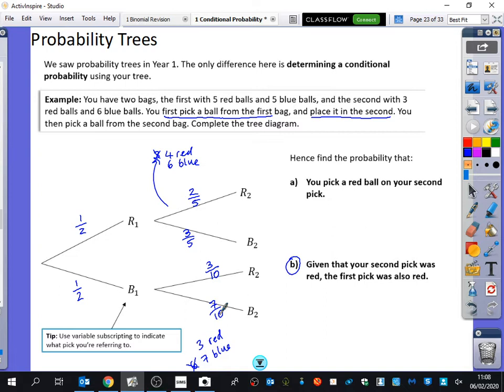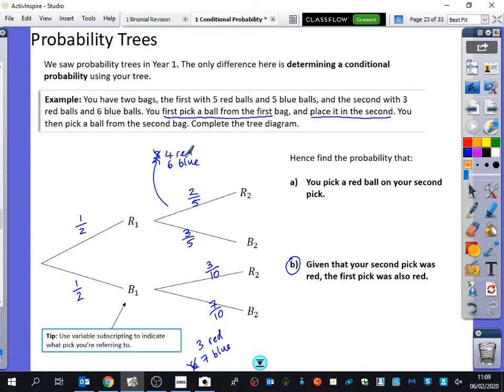Now, there's nothing really I can teach you here other than read the question, think really carefully. If you need to, jot some extra things down so you're not doing it all in your head. I wouldn't have done this in my head. I would have written this down because I want to make sure I'm being perfect. You don't want to do something and make a mistake, okay? We always want to be perfect. So we're going to try and find the probability that you pick a red ball on your second pick.